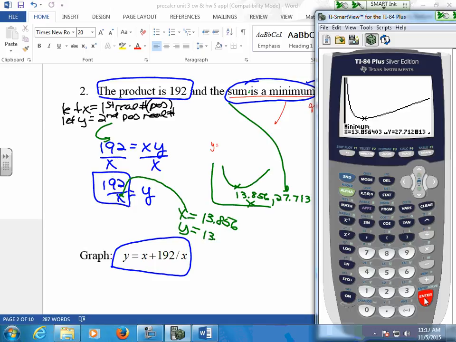No, 192 divided by 13.856. 13.856 again. Right? So is it my perimeter, my sum, at a minimum when my pieces are about the same? Right? Are we kind of seeing a pattern?